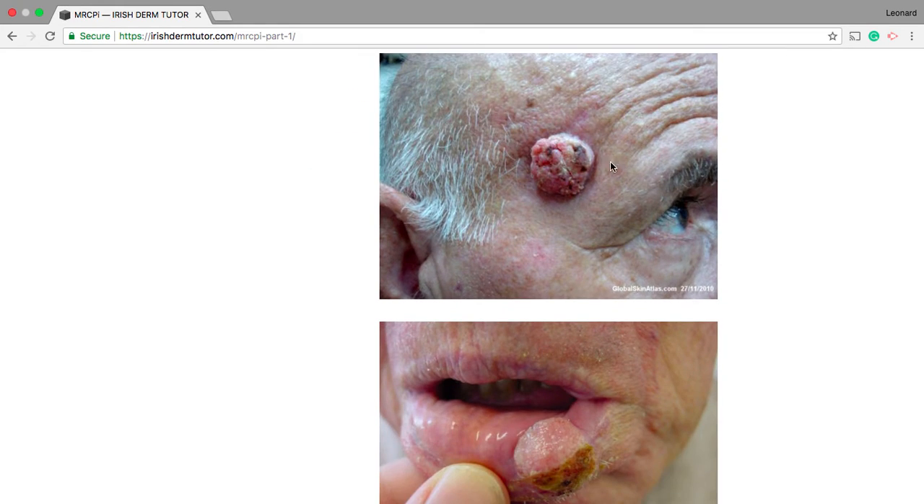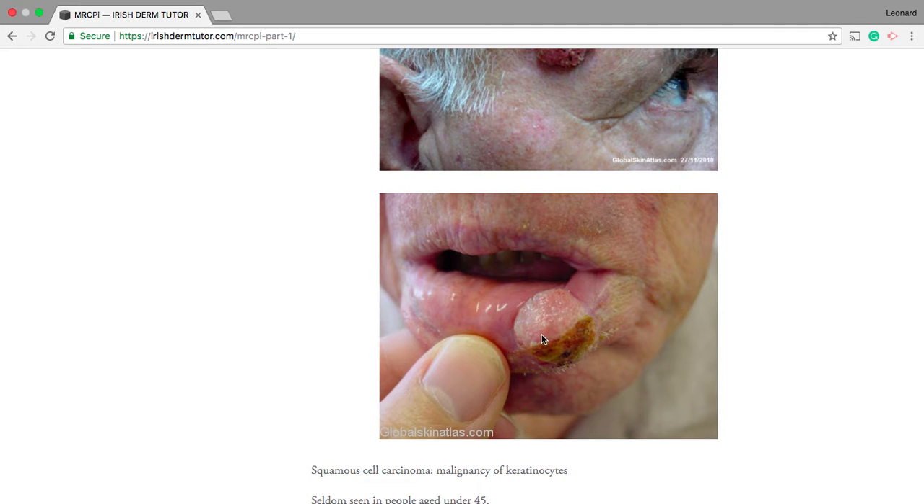Now, these are very extreme cases of squamous cell carcinoma, so I hope most people will note that something is wrong here. This is a fungating lesion seen on the temple of this patient. You can actually see he's got a bit of sun damage elsewhere, and then this is a nodular squamous cell carcinoma affecting the lip.